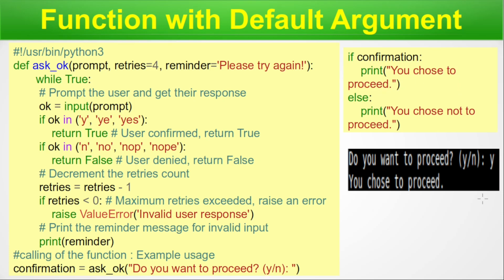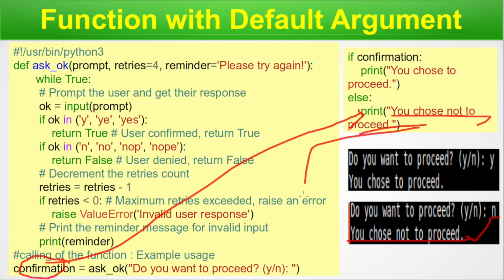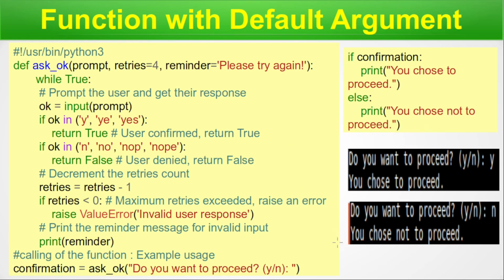And again, we execute the code, and in that case, we type n. You can see this goes to here and false is stored here, and false goes to the else condition, and this is printed. So you choose not to proceed. This comes here. You can see. So this way, a function with the default argument works.